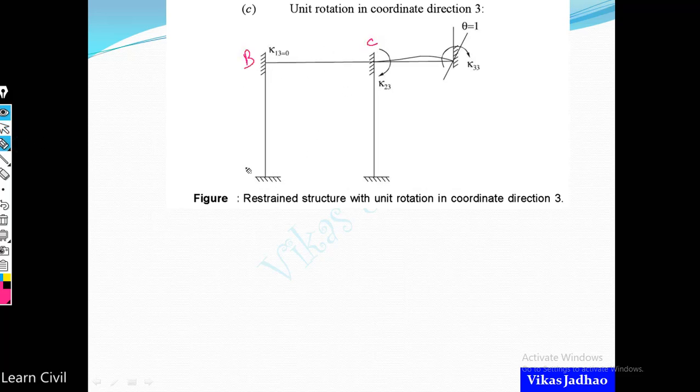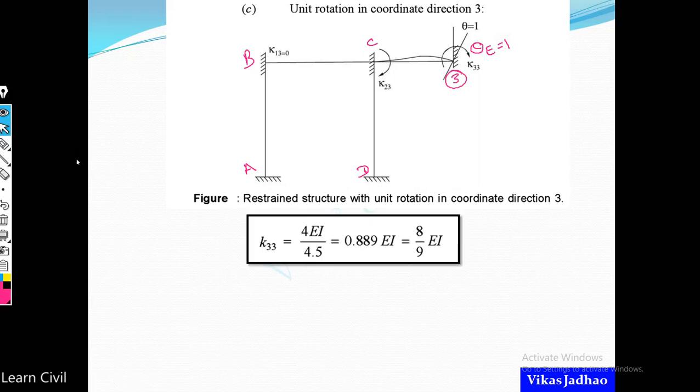For the last case, that is case 3, we will be assuming end B and C as fixed. A is already fixed, B is already fixed, and we will be applying at coordinate number 3, theta E equal to unit radian, or 1 rotation. The value of K33 is the stiffness of member EC, given by 4 EI theta E divided by span. Putting theta E equal to 1 radian, we get the value of K33 is equal to 0.889 EI.